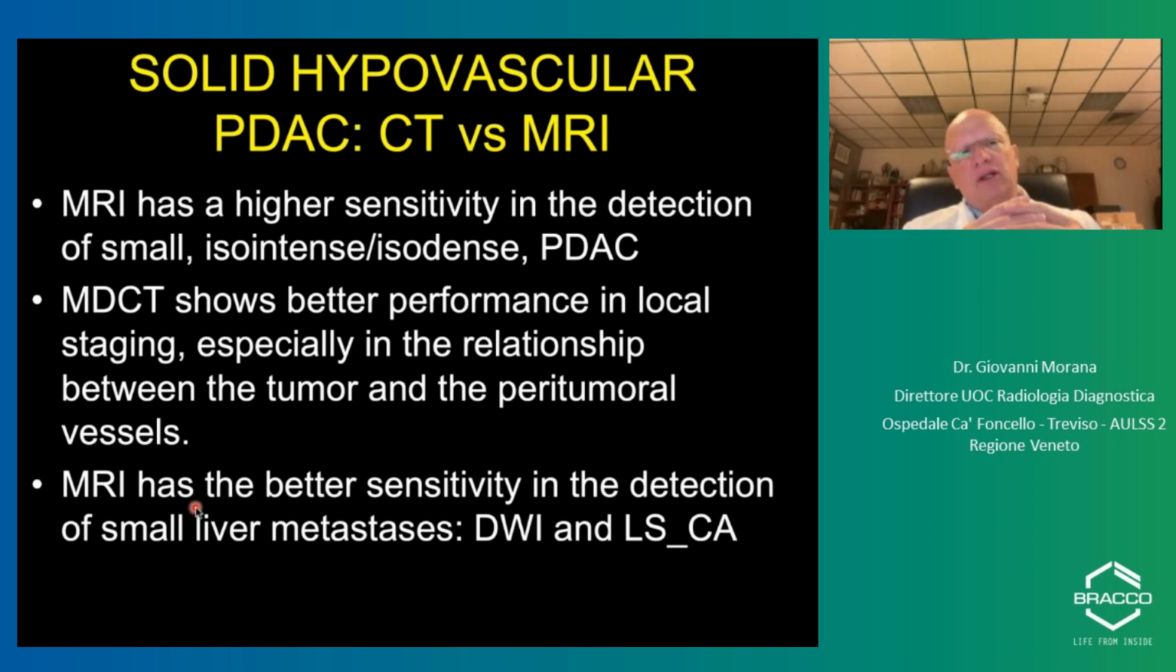So what is the role of CT versus MRI in the management of solid hypovascular pancreatic ductal adenocarcinoma? MRI has the higher sensitivity in the detection of small iso-intense or iso-dense pancreatic ductal carcinoma. Multi-detector CT shows better performance in local staging, especially in the relationship between the tumor and the peritumoral vessels. MRI has a better sensitivity in detection of small liver metastases, and you have to use diffusion weighted imaging and liver-specific MR contrast agents such as Multihance.